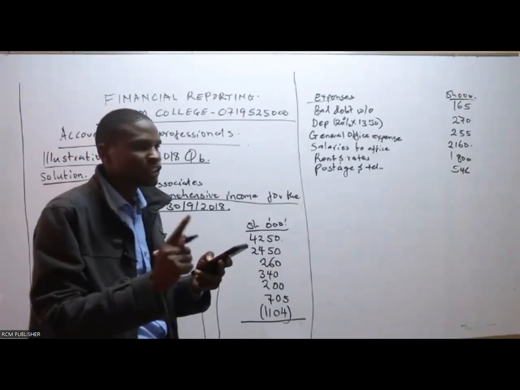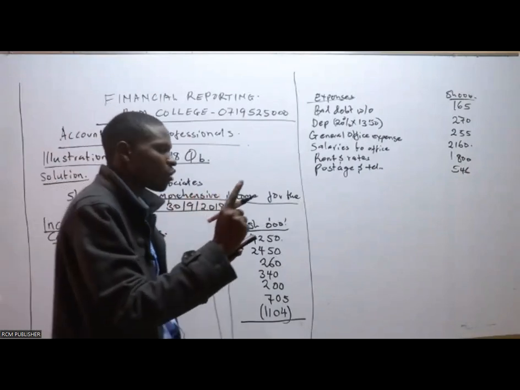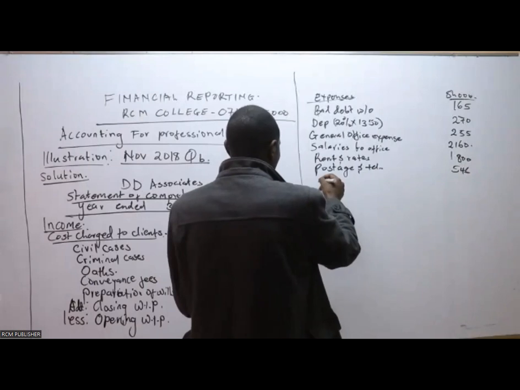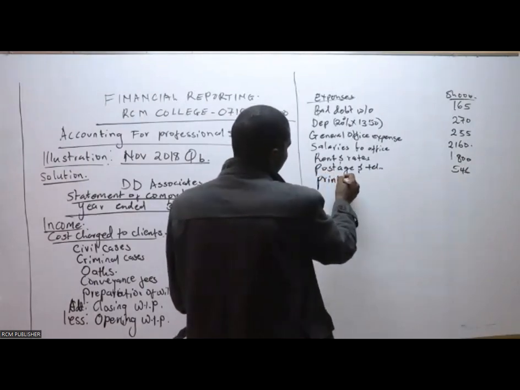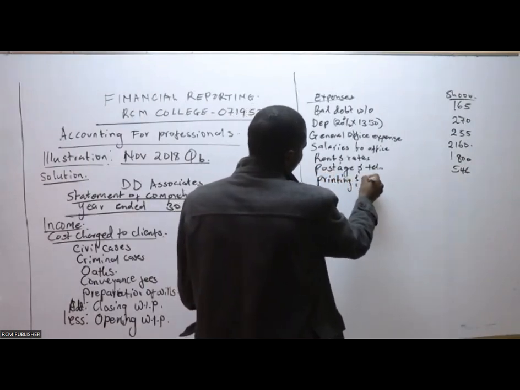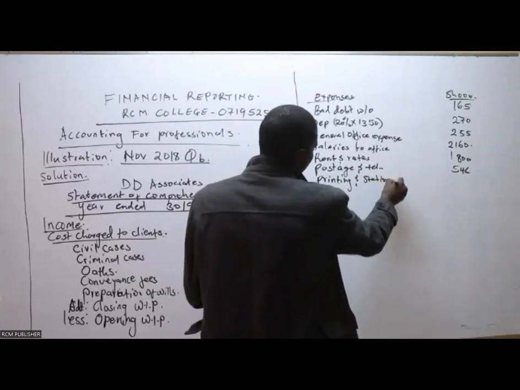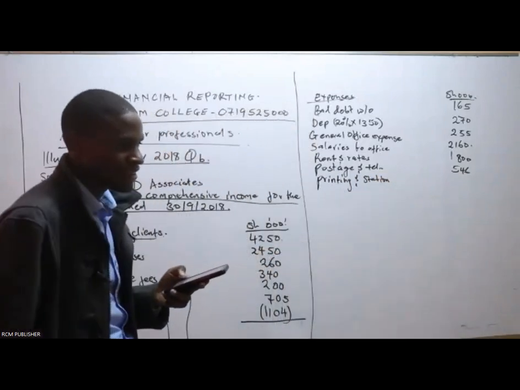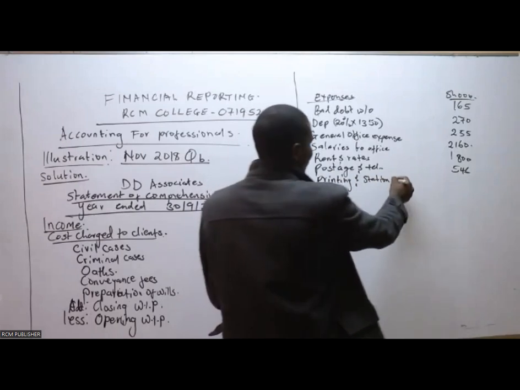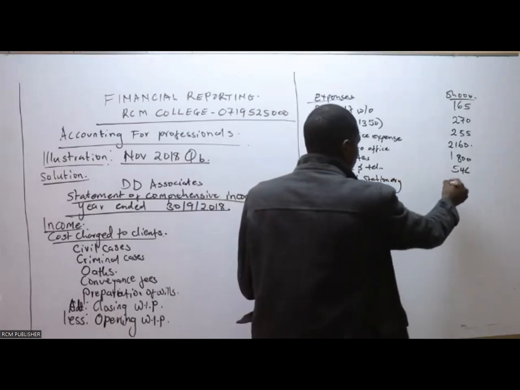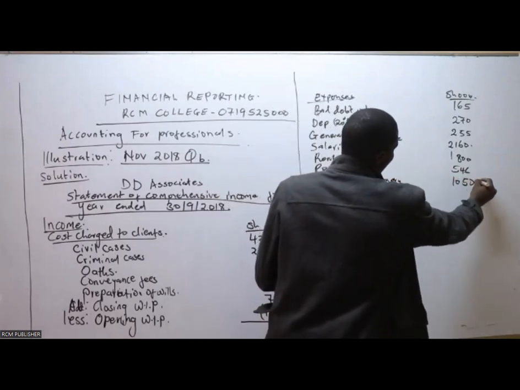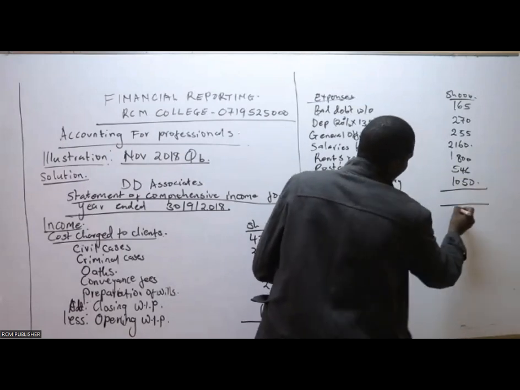Printing and stationery. How much is it valued? Iko na ngapi? Stationery. It is 1050. 1050.